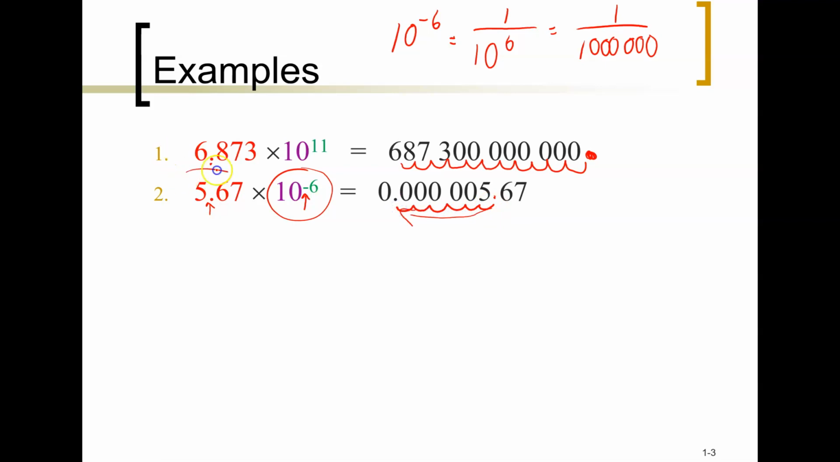Now, since p, this is the p value, p must be between 1 and 10. You will always see one digit to the left of the decimal and any other significant digits to the right.